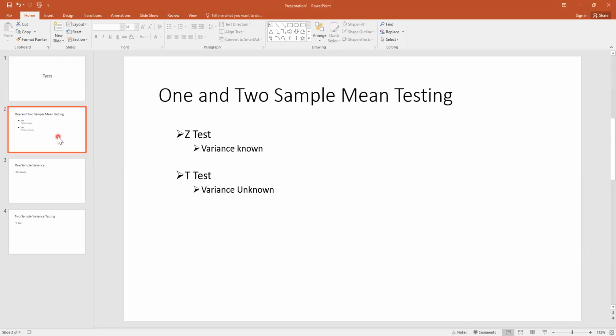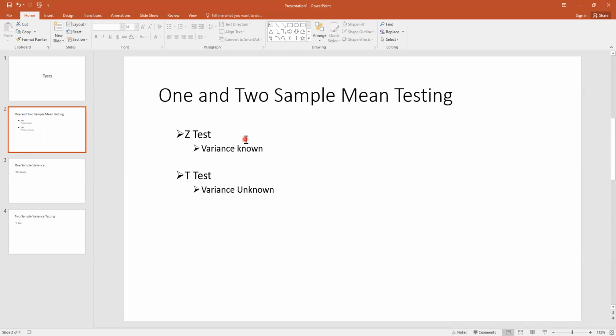So let us start with one and two sample mean testing. In many problems, we have to solve one sample mean testing, or we want to estimate the difference of means, or we want to test whether two populations come from the same mean or from different means, or whether the mean of the population is equal to our true value or not. In those cases, we have two types of tests, Z and T. So to test the one or two sample mean, we have to choose between the Z and T test.